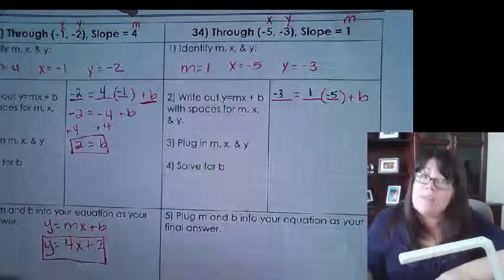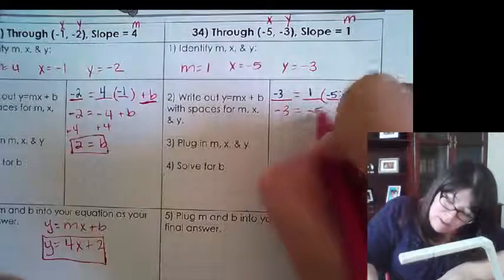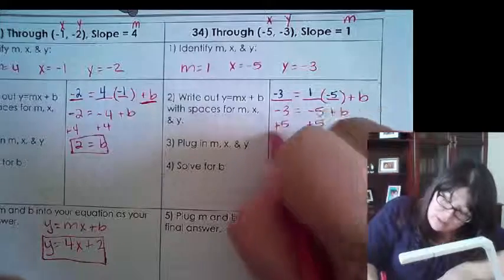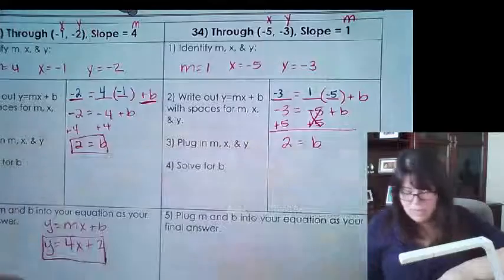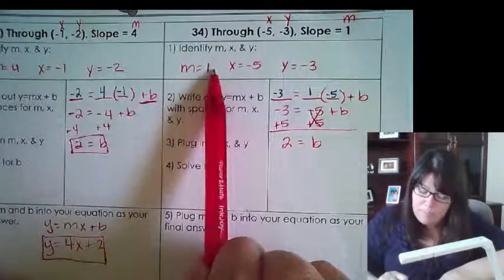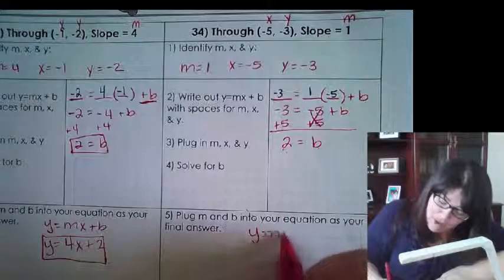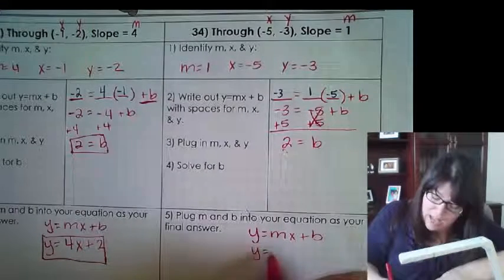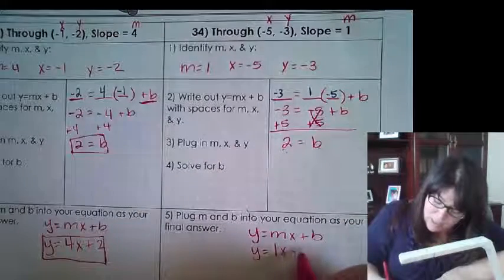Now let's solve to find out what b is. -3 equals -5 plus b. Add 5 to both sides so that b is all alone. And 2 equals b. Really? 2 again? Goodness gracious. So now I know m equals 1, b equals 2. So I can write my equation. Y equals mx plus b is going to become y equals m, which is 1, x, b is plus 2.